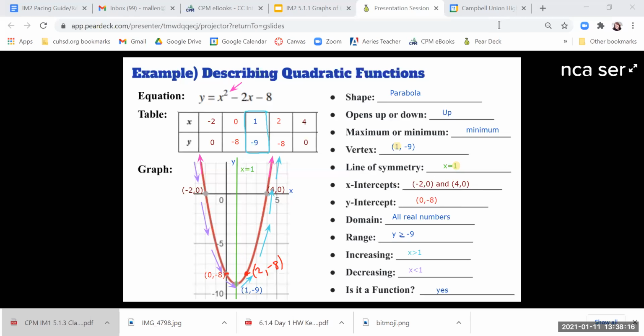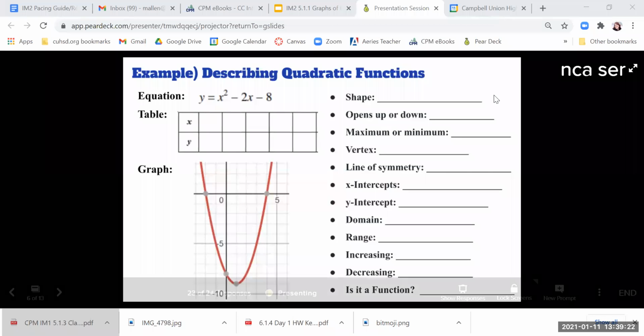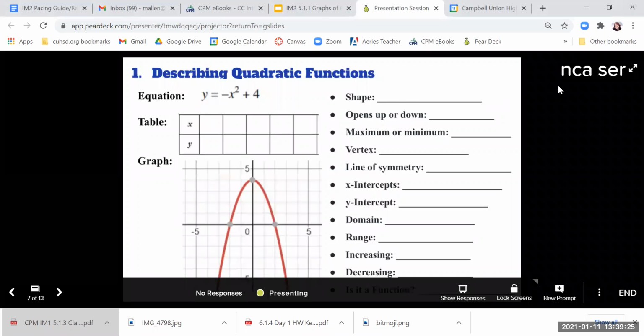Okay, so I'm going to give you a few seconds to try to finish writing those things down, and then we're going to move forward. All right, here we go. For this one, I'm just going to jam through this much faster, okay?